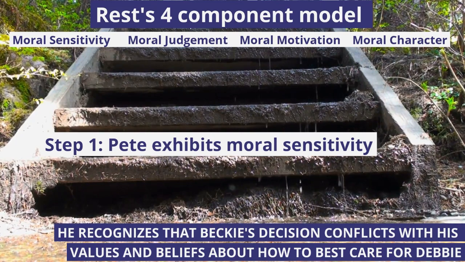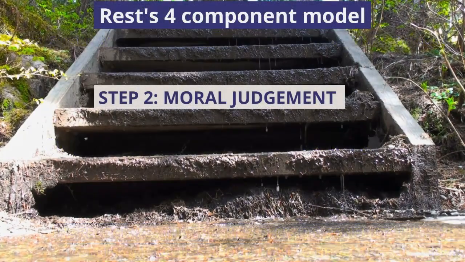Pete has already exhibited moral sensitivity, which is the ability to recognize an ethical dilemma exists. An ethical dilemma is conflict over values. He recognized that Becky's decision conflicted with his values and beliefs of how to best care for Debbie. The second step of Rest's framework is moral judgment, or ethical decision-making. This is a deliberative process reflecting knowledge of ethical principles, theories, and professional codes.